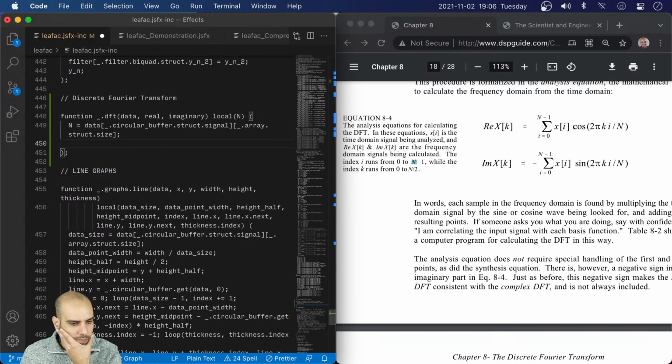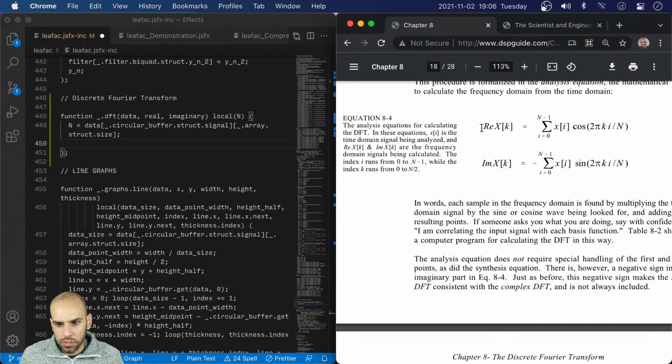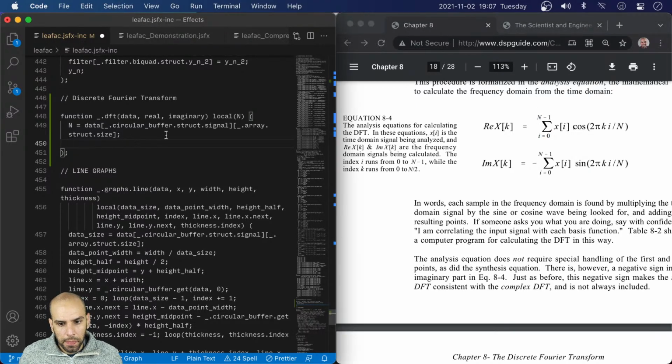Then I am going to have a loop, right? So I need to have a loop. Actually, I need to have two loops. I need to have one loop per bin, and then I need to have another loop on each one of the bins. I need to loop over each one of the samples. Right. Okay, so let's do this.